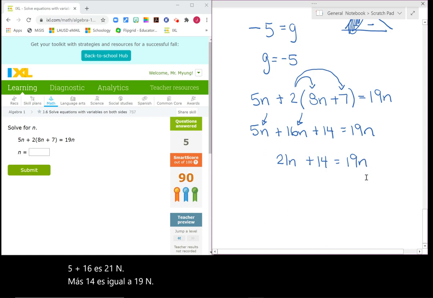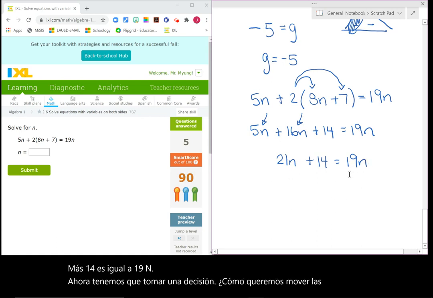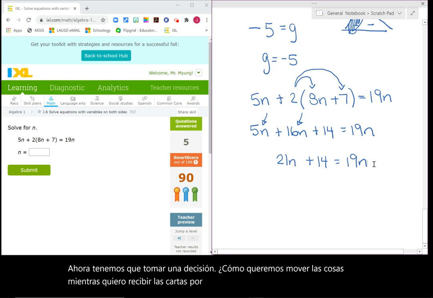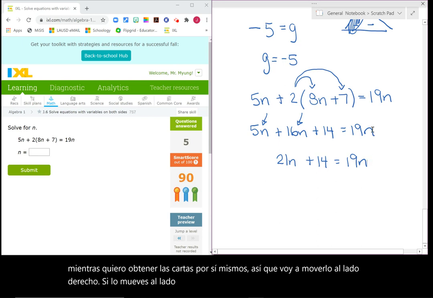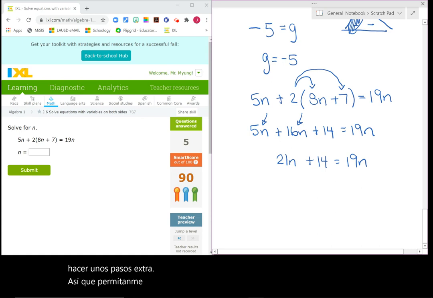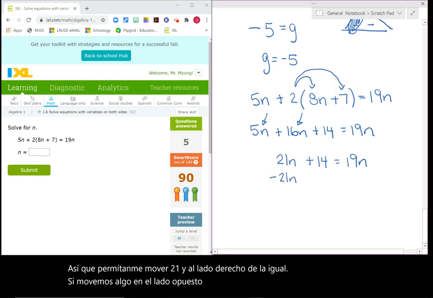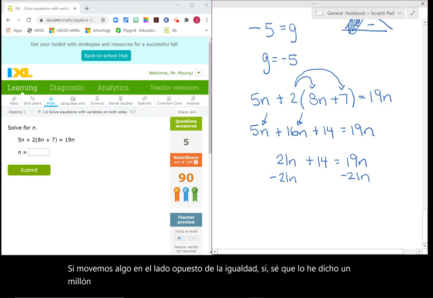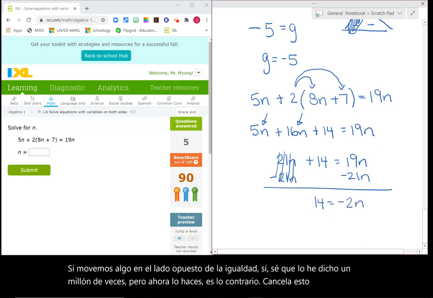Now we have a decision to make. How do we want to move things around? Well, I want to get the letters by themselves, so I'm going to move it to the right-hand side. If you move it to the left-hand side, that works as well. You just have to do a few extra steps. So let me move 21n to the right-hand side of the equal. If we move something to the opposite side of the equal, yes, I know I've said it a million times, but you all know now, you do its opposite. You cancel these out. You have 14 equals negative 2n.